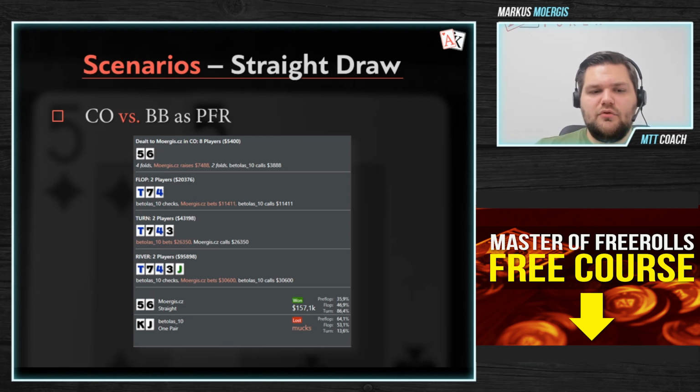But yeah, anyway, we got the value, and I think an important thing is that here with the nuts, because we have the redraw to the flush, we can sometimes take it slower. And yeah, because we're in position, we can let him bluff.